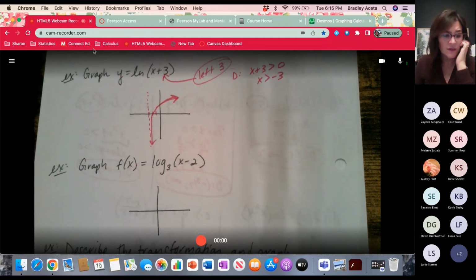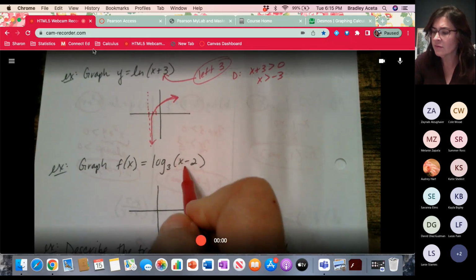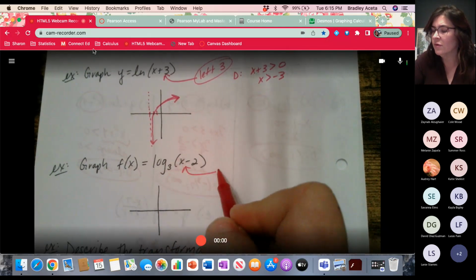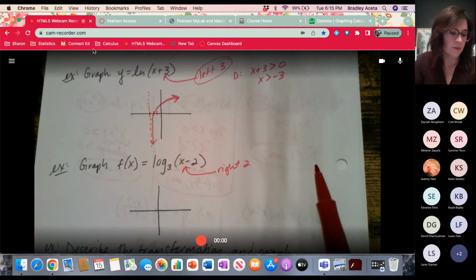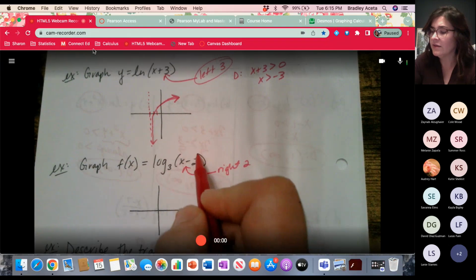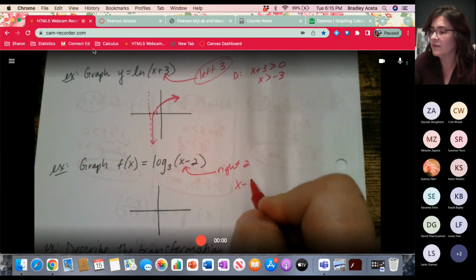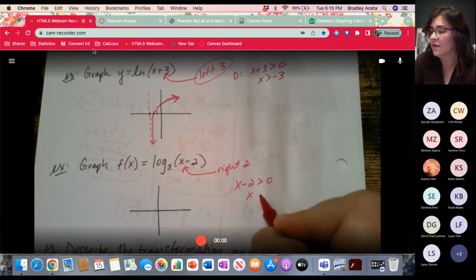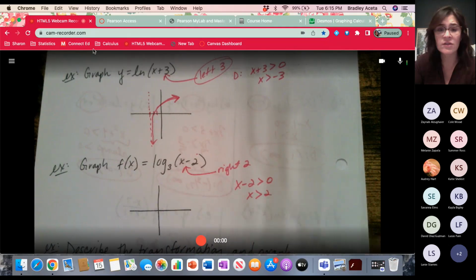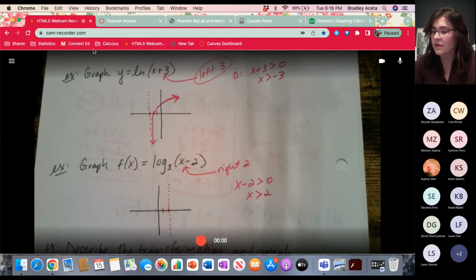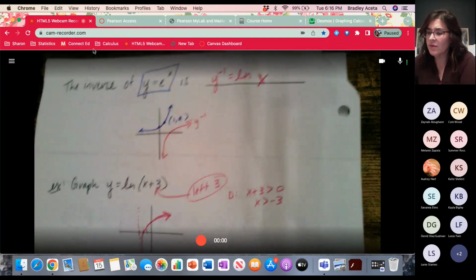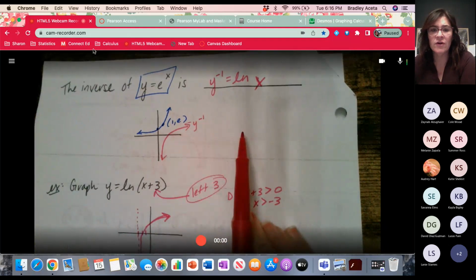Same thing for this one, okay? If I'm inside the parent, I'm going to go right 2. And again, I like to just set this x minus 2 greater than 0. So x has to be greater than 2, and that's your asymptote there. So you're going to go to 2, make a little dash. And so that picture way up here now has to shift over.